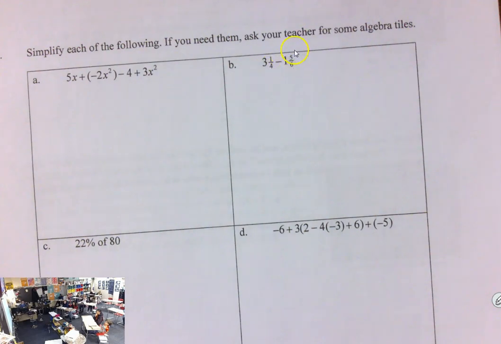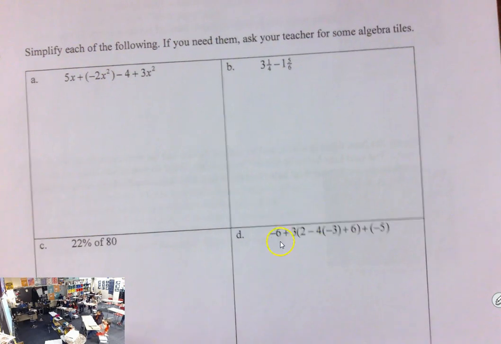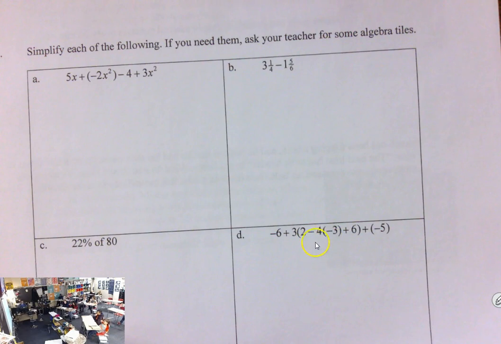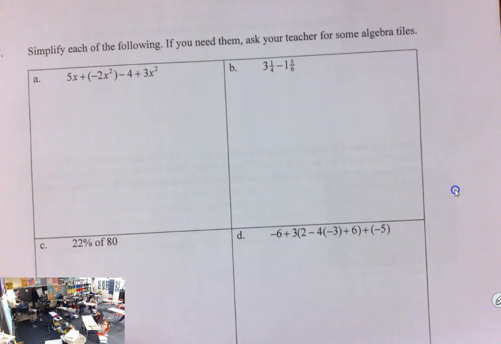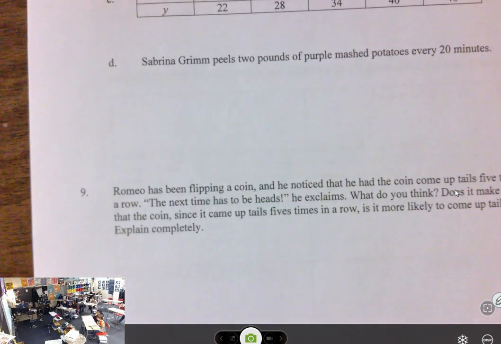What should I do with mixed numbers before I solve? Improper. Impropers are always better. And then what do I need before I add or subtract? Common denominators. Percent question. What does "of" tell me to do? Multiply. Parentheses, working from the inside out. It's order of operations. So if you want to review order of operations tonight, that would be beneficial. Again, I do not expect you to finish this tomorrow.